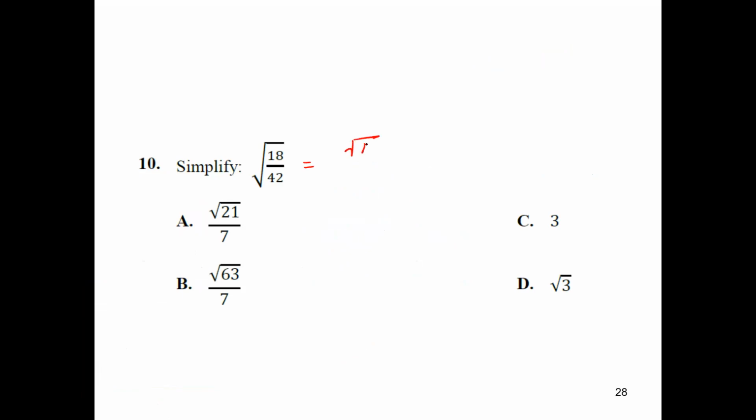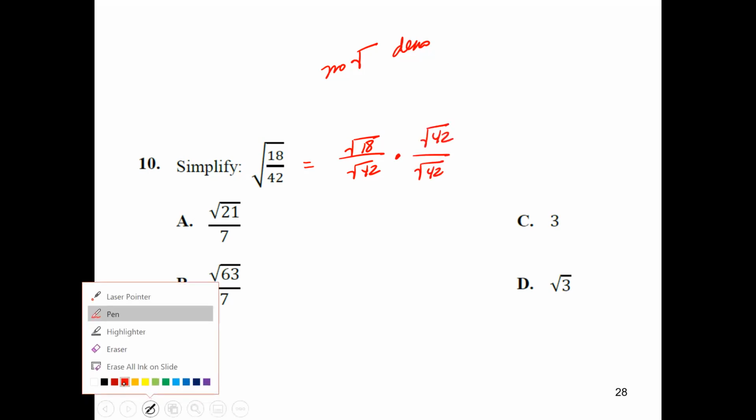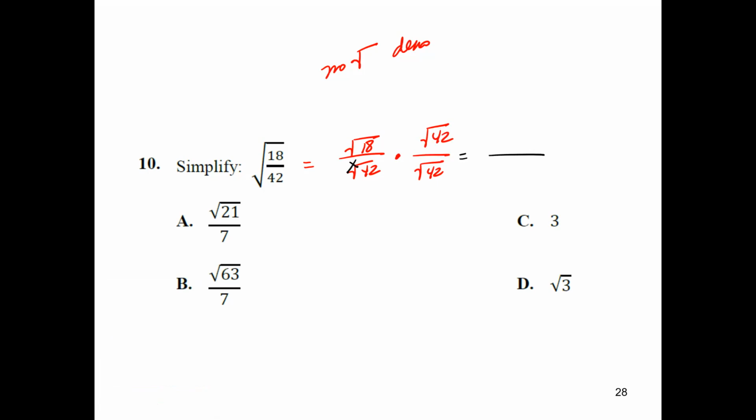Another way of writing this is square root of 18 over square root of 42. You cannot have square roots in the denominator, so we're going to multiply by square root of 42, top and bottom. So on the bottom, square root cancels, you have a 42. Then on top, another way of writing 18 is 9 and 2. Another way of writing 42 is 2 and 21.